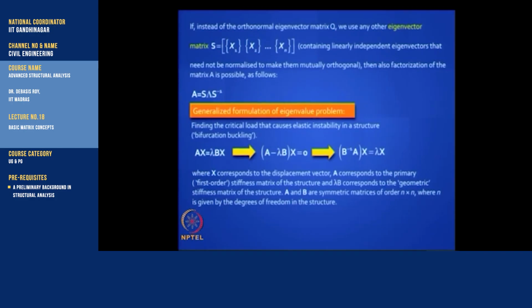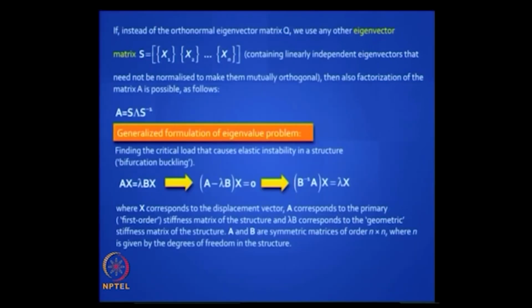And typically x corresponds to the displacement vector, A corresponds to the primary stiffness matrix. So there is a strong relationship between the stiffness matrix and the mode shapes and the eigenvalues, and lambda B corresponds to the geometric stiffness matrix, which is something we will study in module 7. Just want to show you that mathematics is a very powerful tool in structural analysis, and it is good to know at least conceptually what is going on.